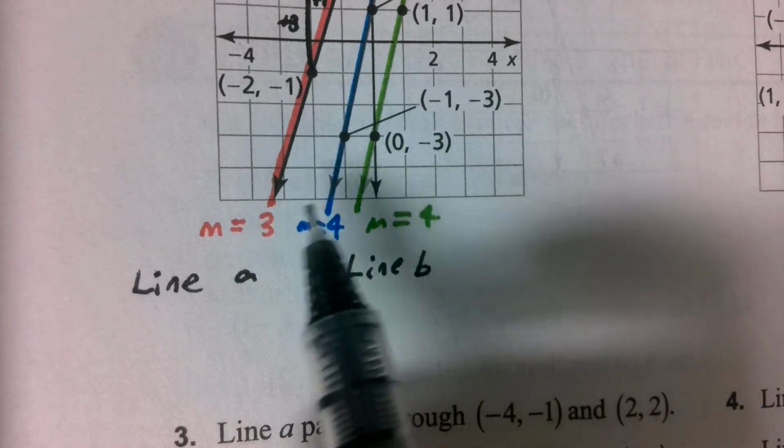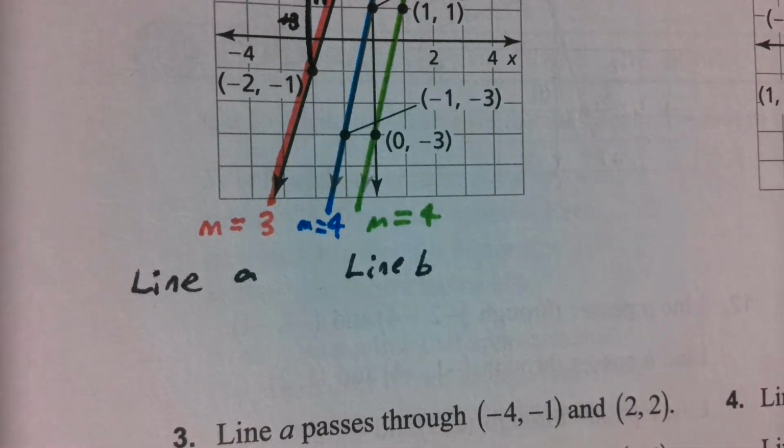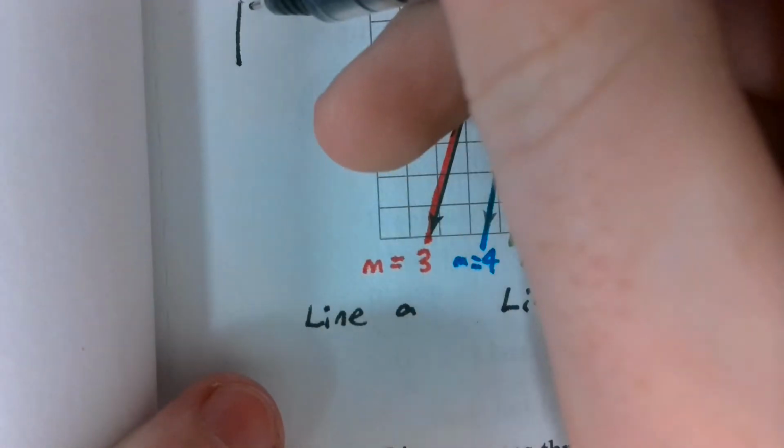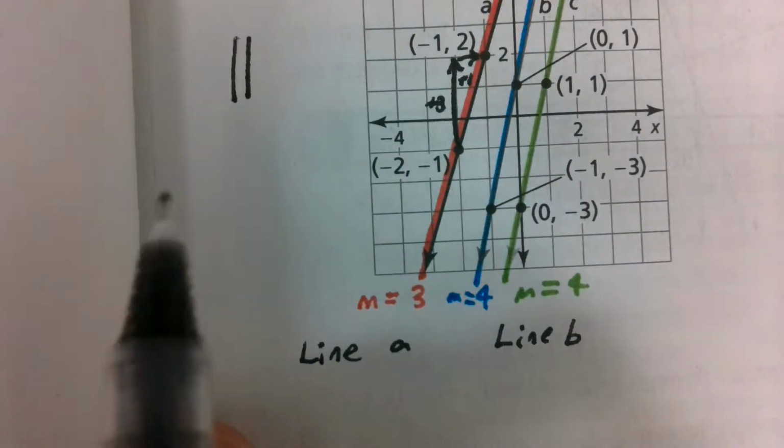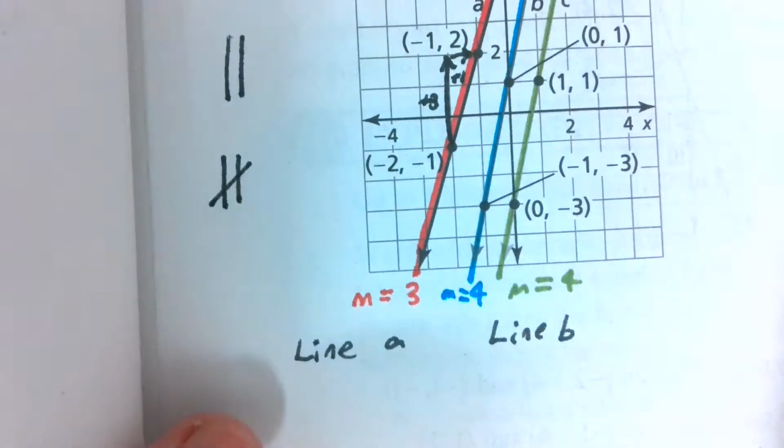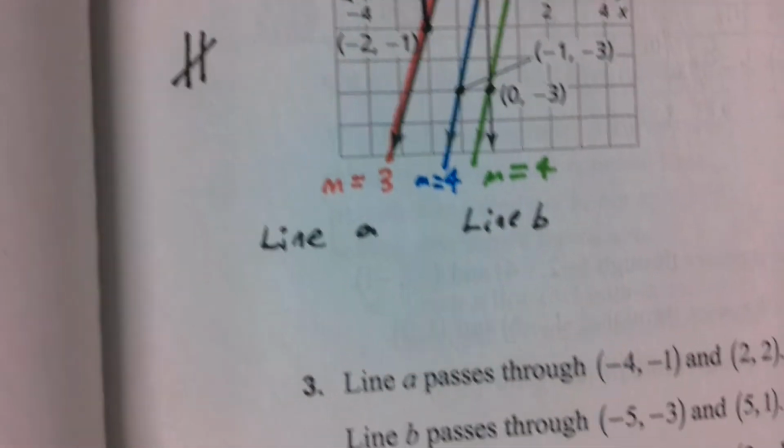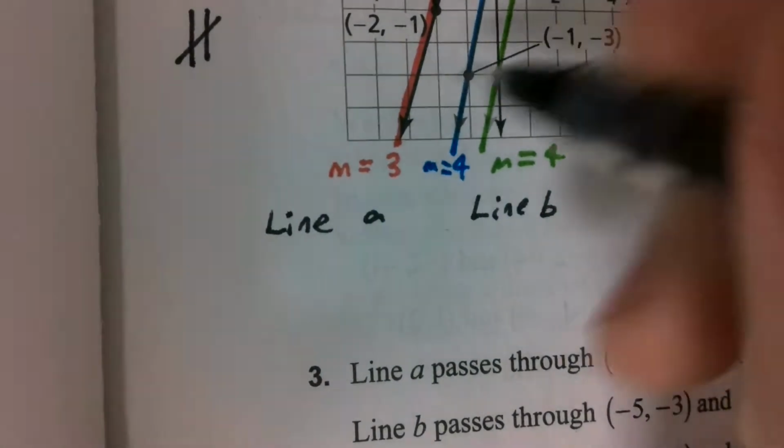So let's take a look. Line A is the red, line B is the blue. Are these two parallel or not? If you want to say that two lines are parallel, you're going to use this symbol. It just looks like two vertical parallel lines. If you want to say something is not parallel, you cross a line through it, sort of like tally marks.